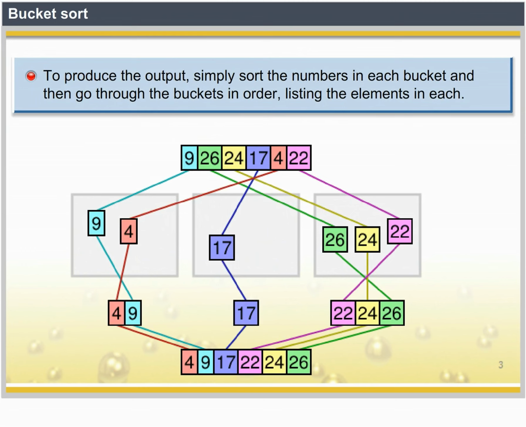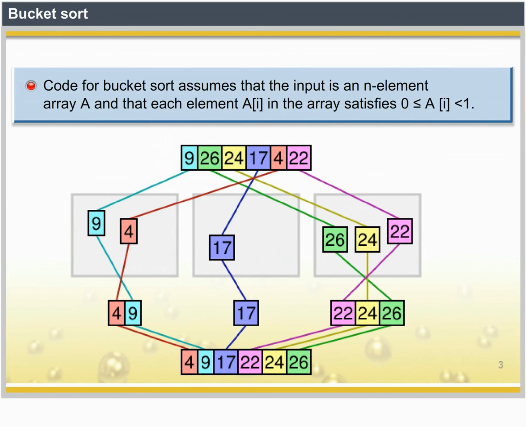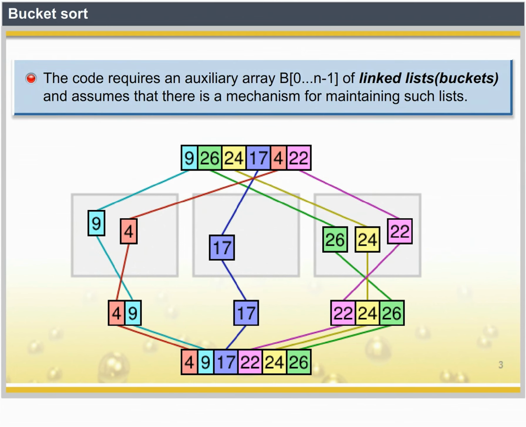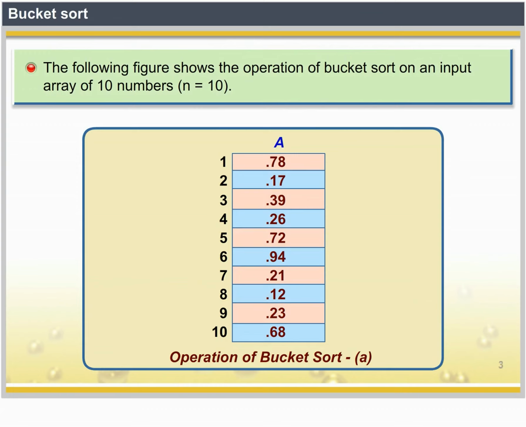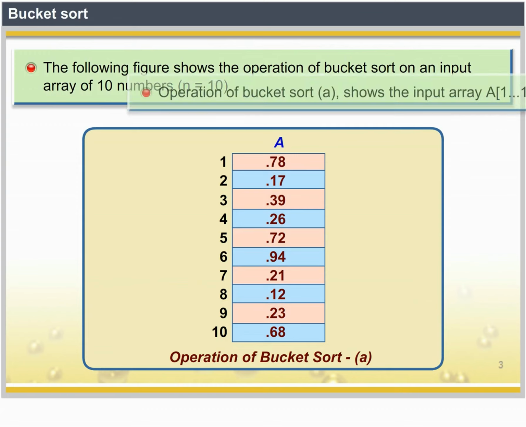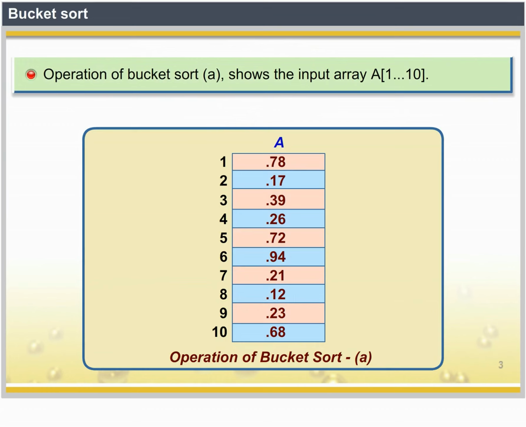Code for bucket sort assumes that the input is an n-element array A and that each element A[i] in the array satisfies 0 ≤ A[i] < 1. The code requires an auxiliary array B[0..n-1] of linked lists, or buckets, and assumes that there is a mechanism for maintaining such lists. The following figure shows the operation of bucket sort on an input array of 10 numbers, that is n equals 10. This figure shows the input array A[1..10].